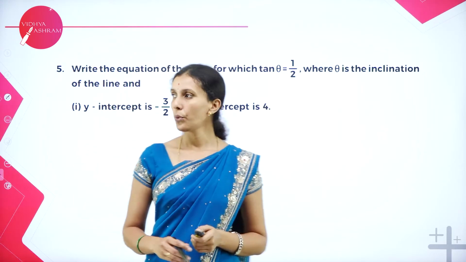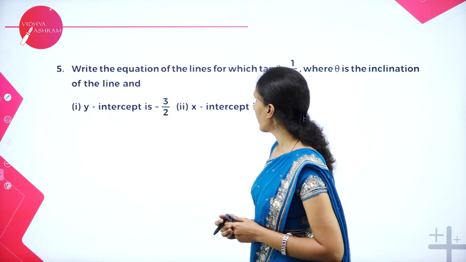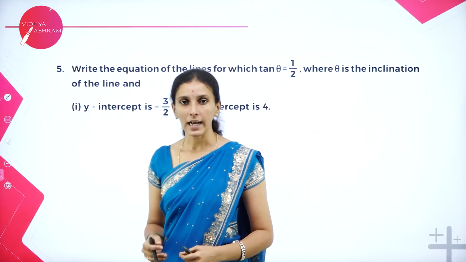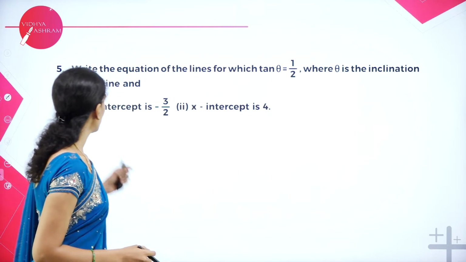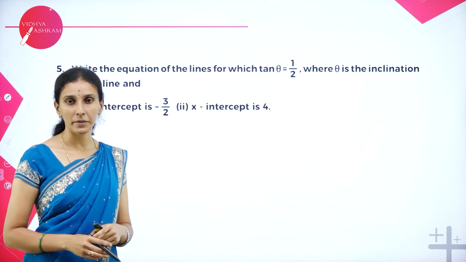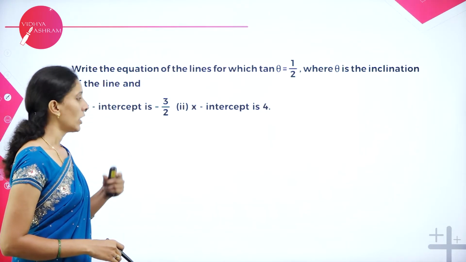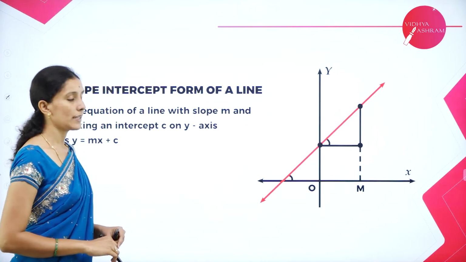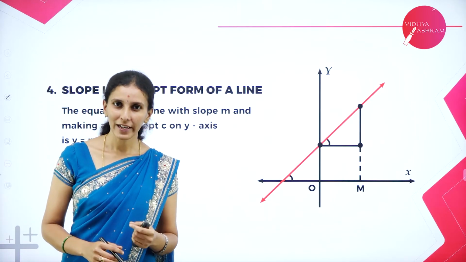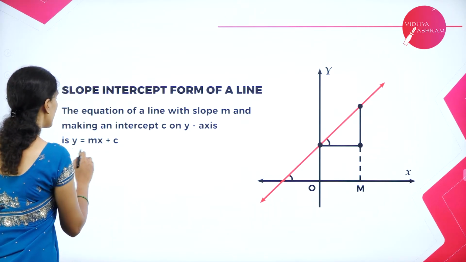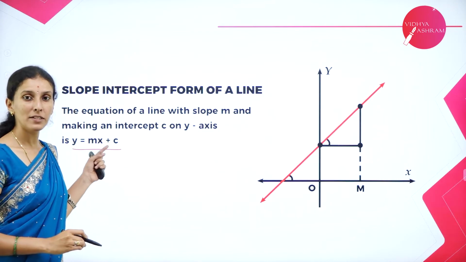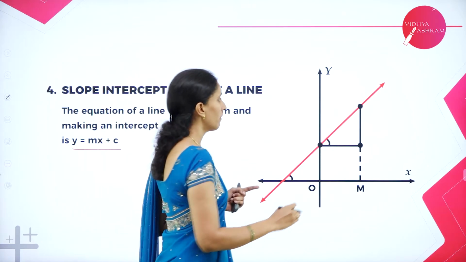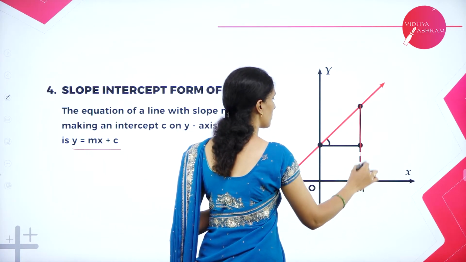Next, here we have an equation. Write the equation of the line for which tan theta is equal to half, where theta is the inclination of the line and the y-intercept is given, minus 3 by 2. And what if the x-intercept is given? Next, we have the slope-intercept form of a line. This one you have already learnt, that is the y is equal to mx plus c form. m is the slope of the line and c is the distance of a point on the y-axis. So this is your y-intercept.